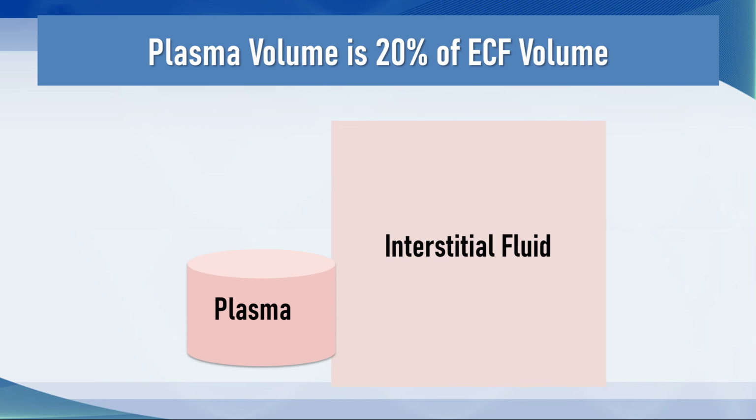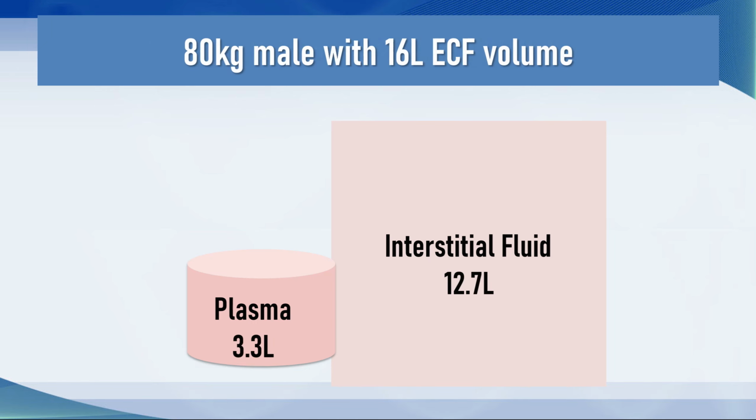That means that plasma volume is only 20% of extracellular fluid volume. For an 80 kilogram male with 16 liters of extracellular fluid volume, that means that the plasma volume is 3.3 liters and the interstitial volume is 12.7 liters. It's also important to understand that plasma and extracellular fluid are not identical. This is because of Gibbs-Donnan effects on electrolytes and concentration gradients between gases and other metabolically active substances.